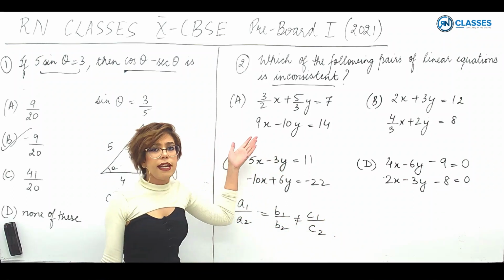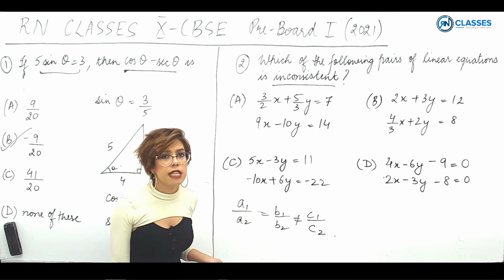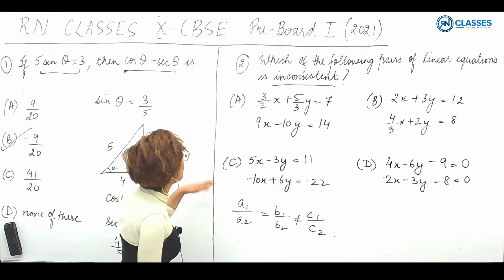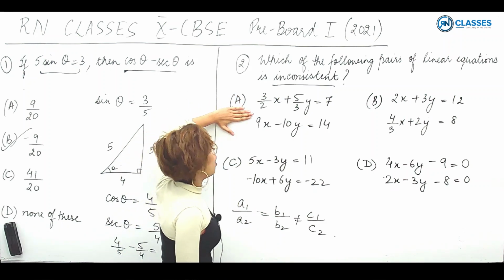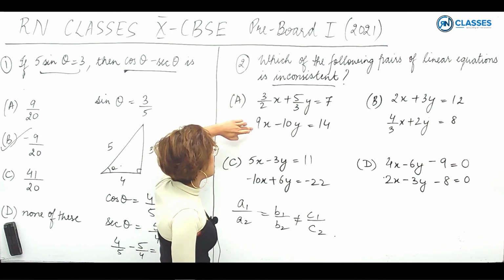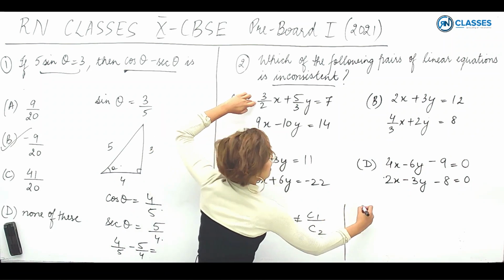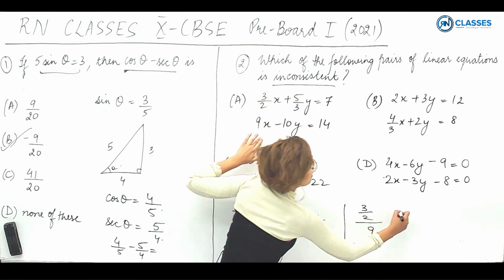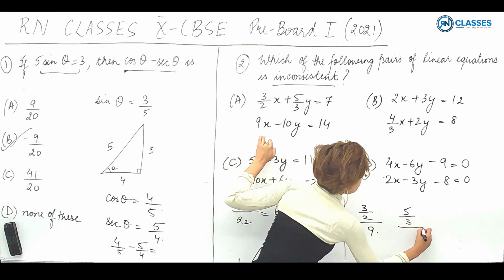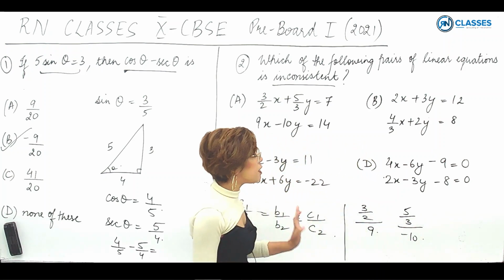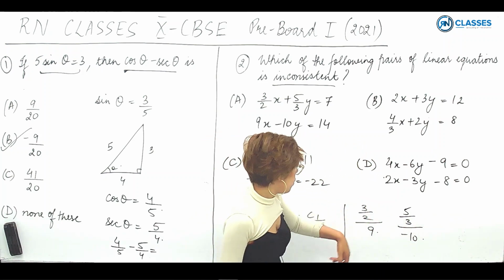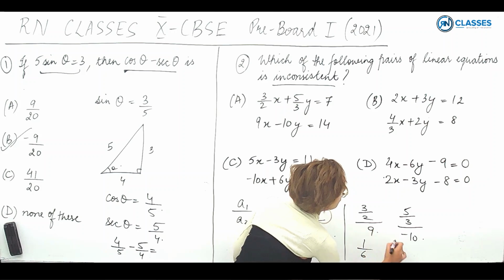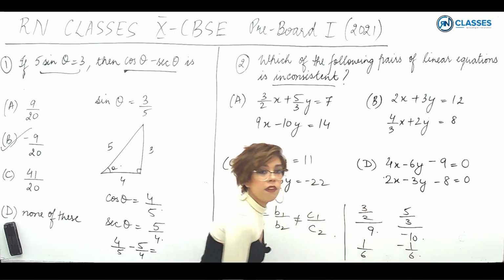So let me just look at each of the options and I'll decide which is the pair which is inconsistent, right? First of all, let's check for option A. So a1 by a2, that is 3 by 2 divided by 9. And let me check b1 by b2, that is 5 by 3 divided by minus 10. Now first of all, I'll check whether these two are equal or not. So here also 1 by 6 is coming, but here minus 1 by 6 is coming.